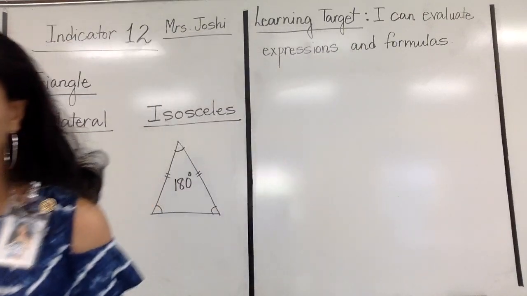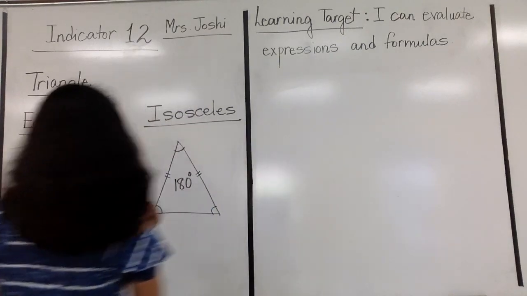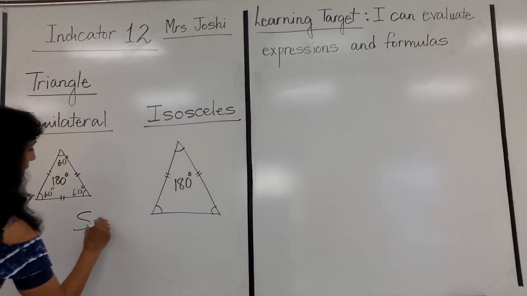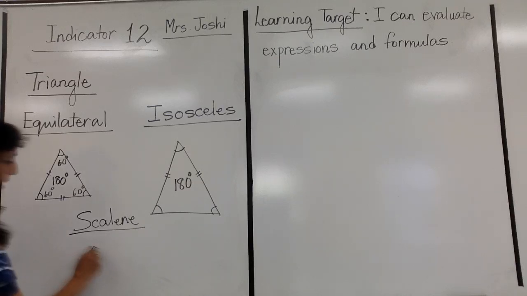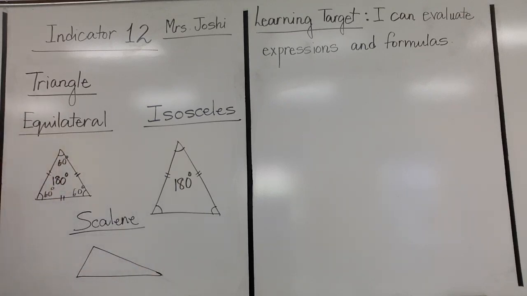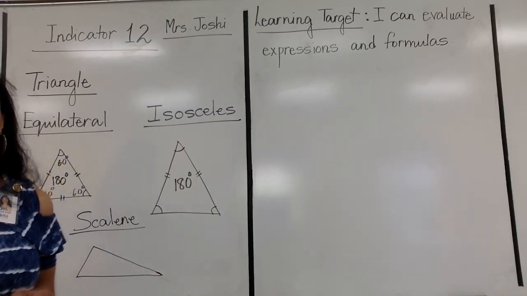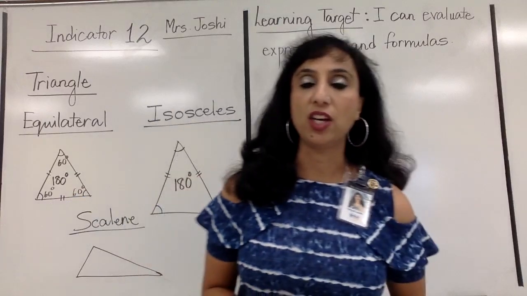Okay. The next type that we will talk about is a scalene triangle. So a scalene triangle has no congruent sides, no congruent angles. So that would be a scalene triangle. Everything is measuring different angles, different side measurements. So this is a scalene triangle, no congruent sides. Each side definitely must have a different length on this one.